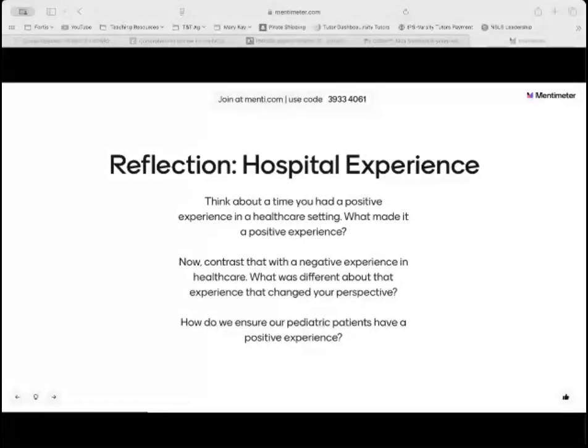Anything else that we can do to improve that hospital experience?